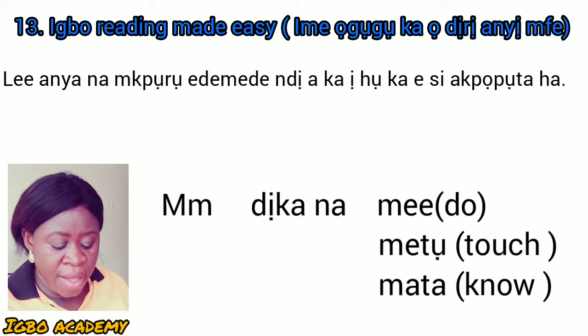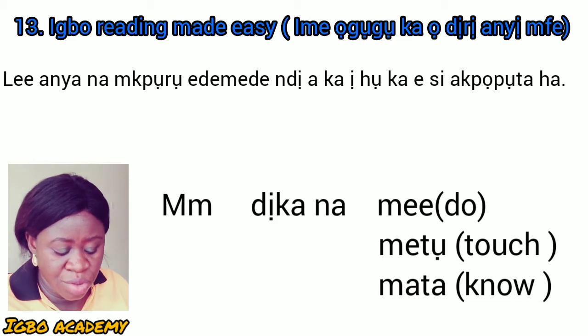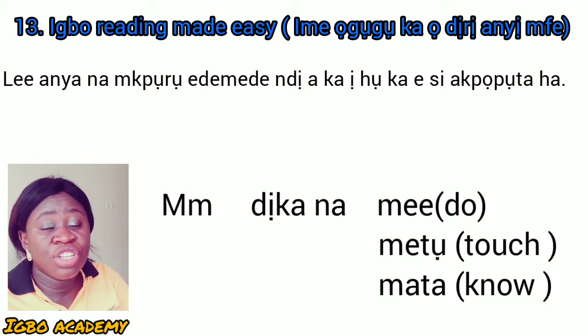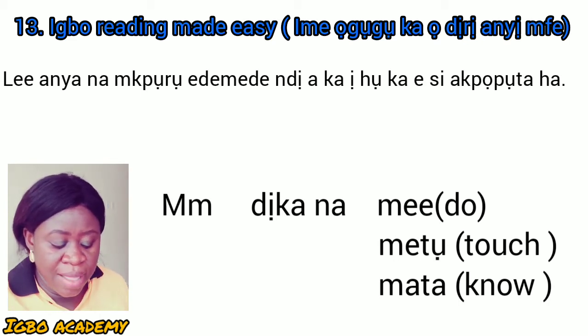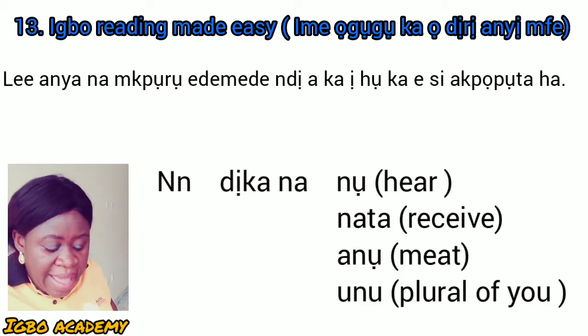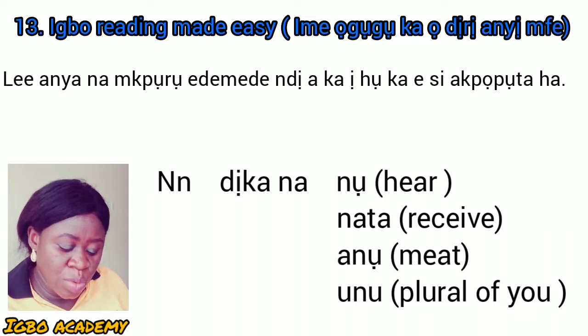Me, okay. M dika na me, do. Me ihe m gwara gị mee. Do what I asked you to do. Me, do. Metu, touch. Metu maka means touch me. And mata, no. The next is N.